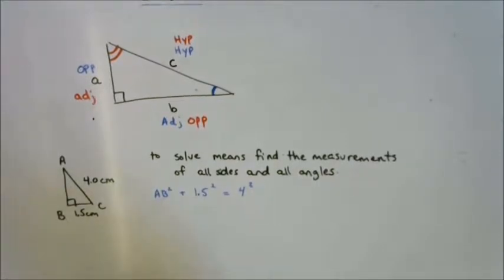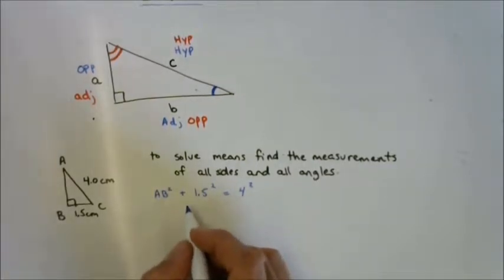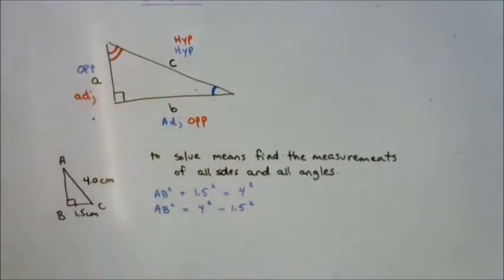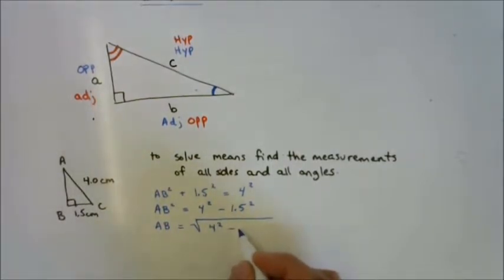And then there's two ways you could do it. You could figure these things out and then do algebra, or you can rearrange this using algebra and then solve. I'm going to move it around a little bit first. So I'm going to subtract 1.5 squared from both sides. So I've got AB squared equals 4 squared minus 1.5 squared. And you could even go one step further and take the square root of both sides, so that you end up with AB equals the square root of 4 squared minus 1.5 squared.